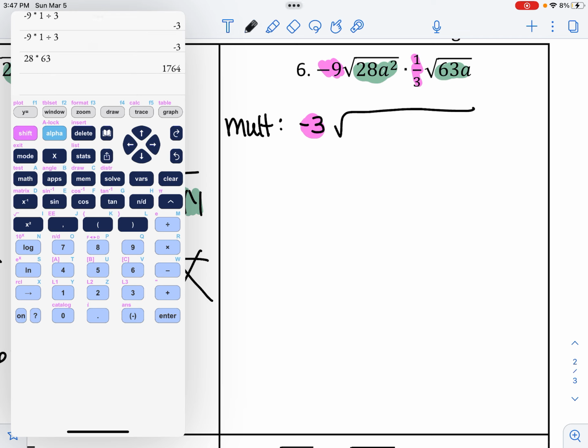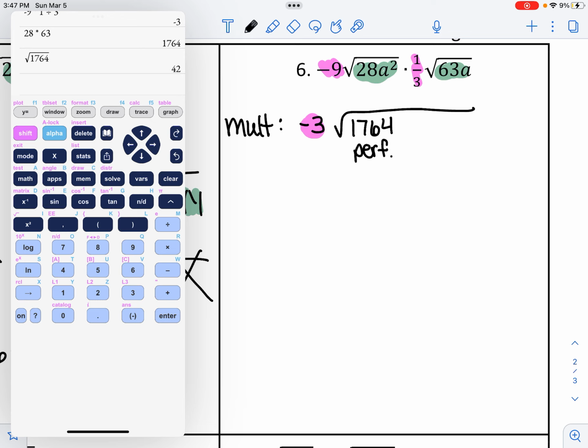So 1764, what is that? I don't think that's perfect. We might try it though. I'm going to try right now actually. Oh, it is perfect. Okay. I'm actually just going to write that. So on the next step, I'm ready to go.